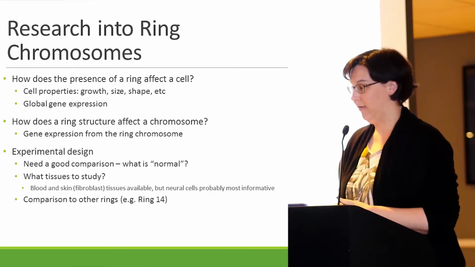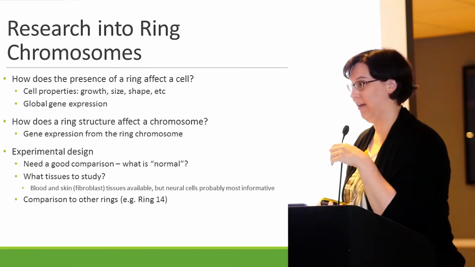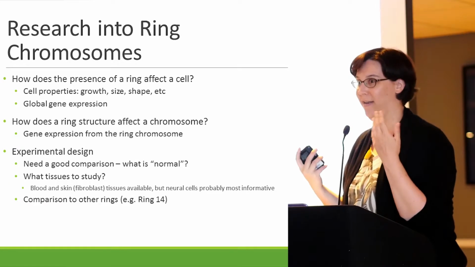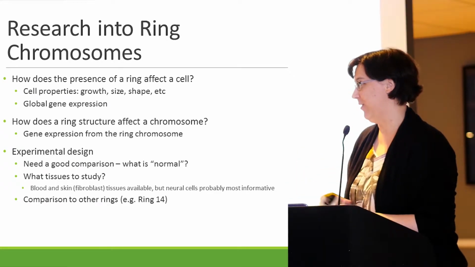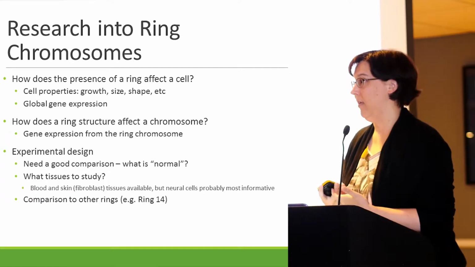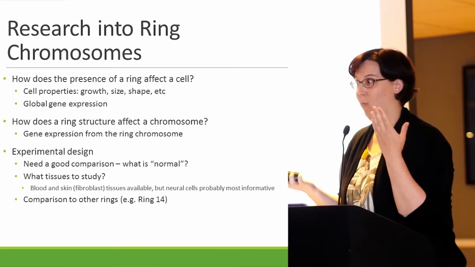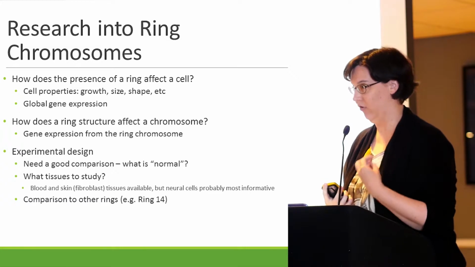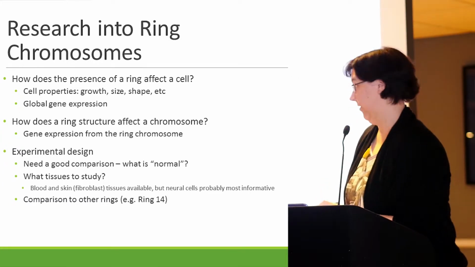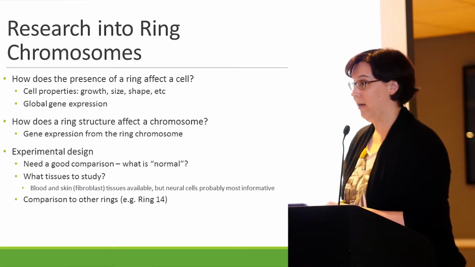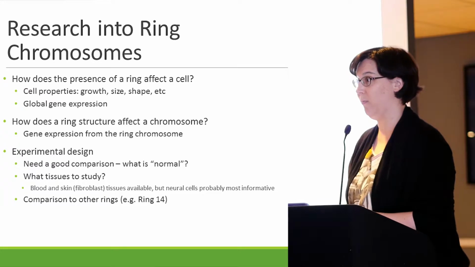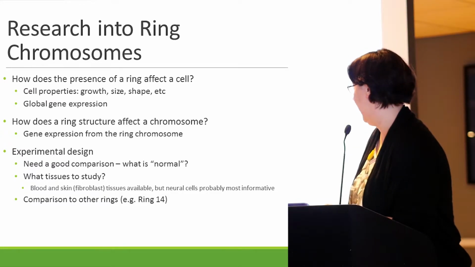To do these experiments, we really need to know what normal is. Everybody is different, so what is normal? Because what we're really going to be looking for, I think, is a very subtle change. Having a ring is not black and white. It's going to affect the cells just slightly. So we needed some tissues to study, and we were lucky enough to get some blood and tissue samples from several patients with both ring 20 and ring 14.